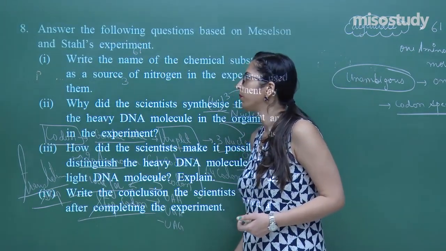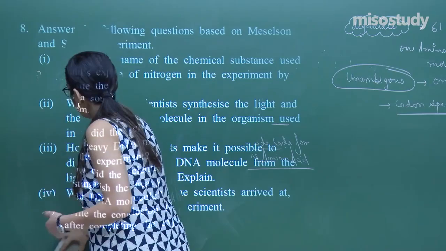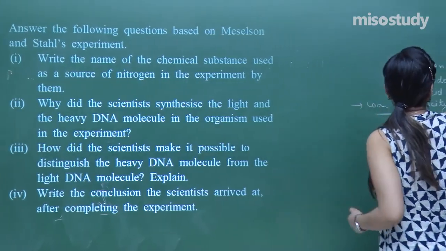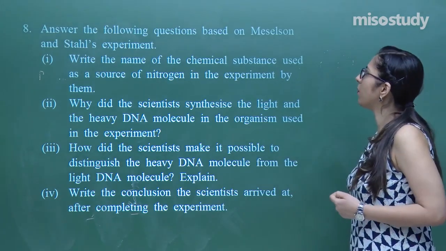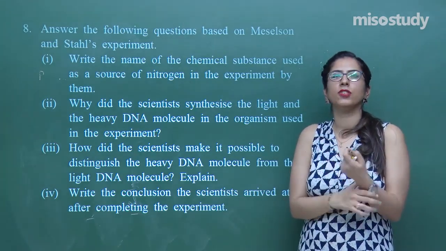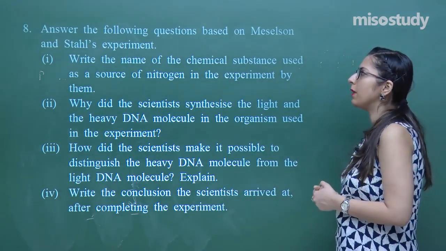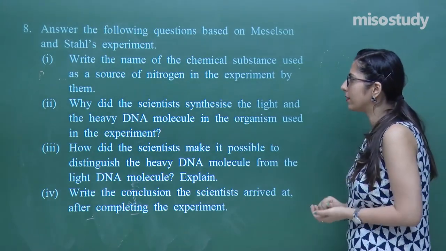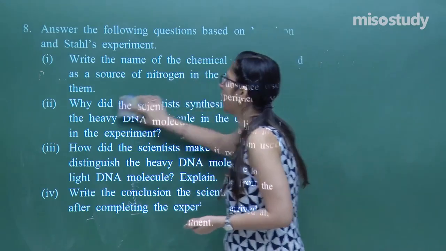That is question number 8. Read this question first. Answer the following questions based upon the Meselson and Stahl experiment. Hope you remember the session at the start when I was discussing DNA replication. I discussed that one very important experiment, the Meselson and Stahl experiment. The question says, write the name of the chemical substance used as a source of nitrogen in the experiment.